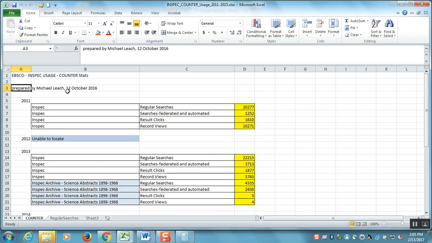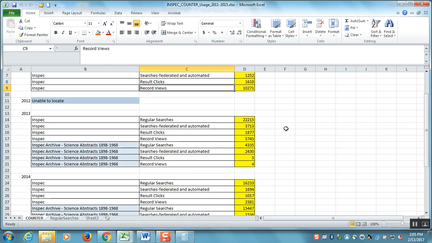This one here is a database. So I mentioned journals a moment ago. And I can see here in this database, InSpec, which is a physics, computer science, engineering style database, I get information on regular searches, federated, clicks, and views. So it's a little different.